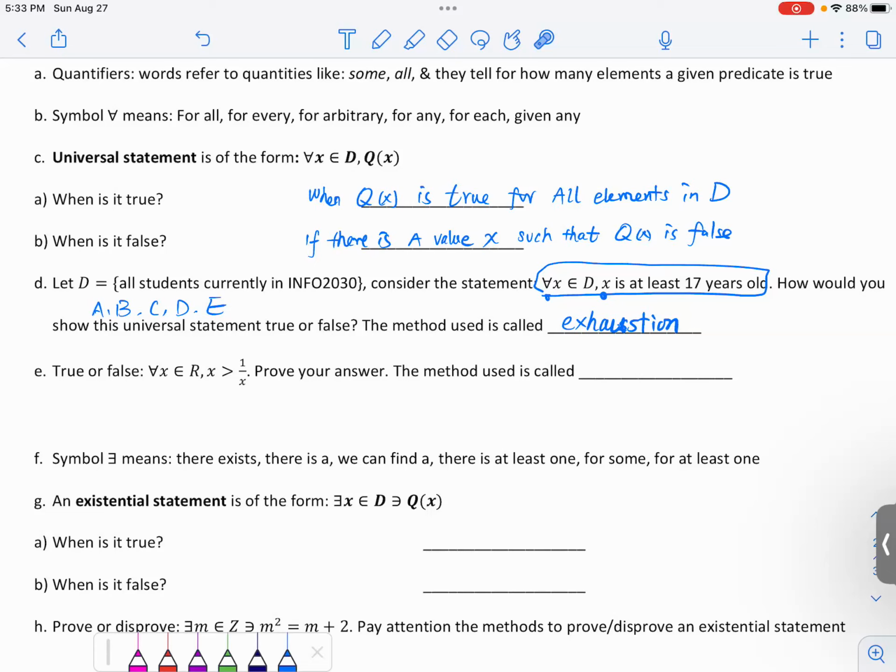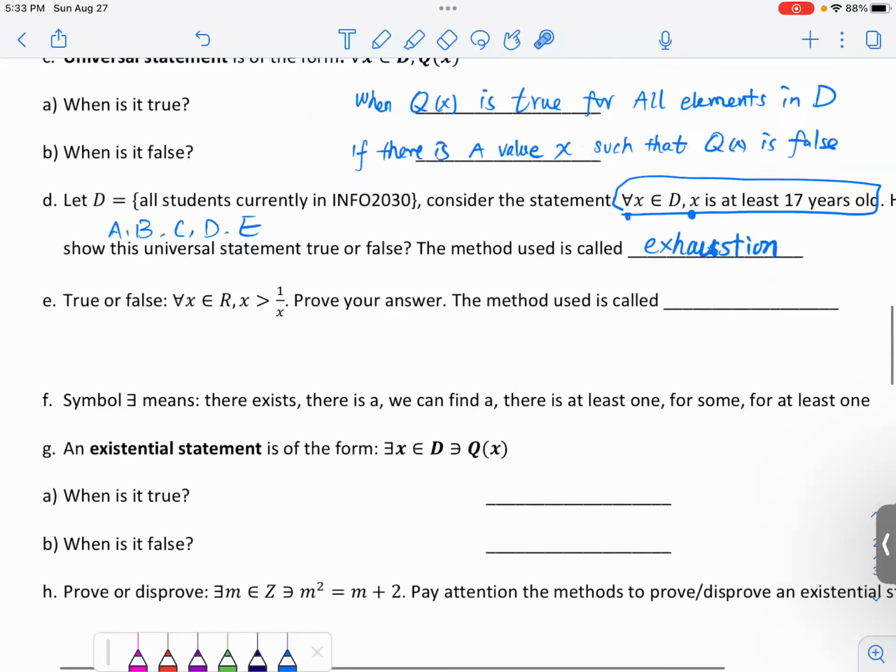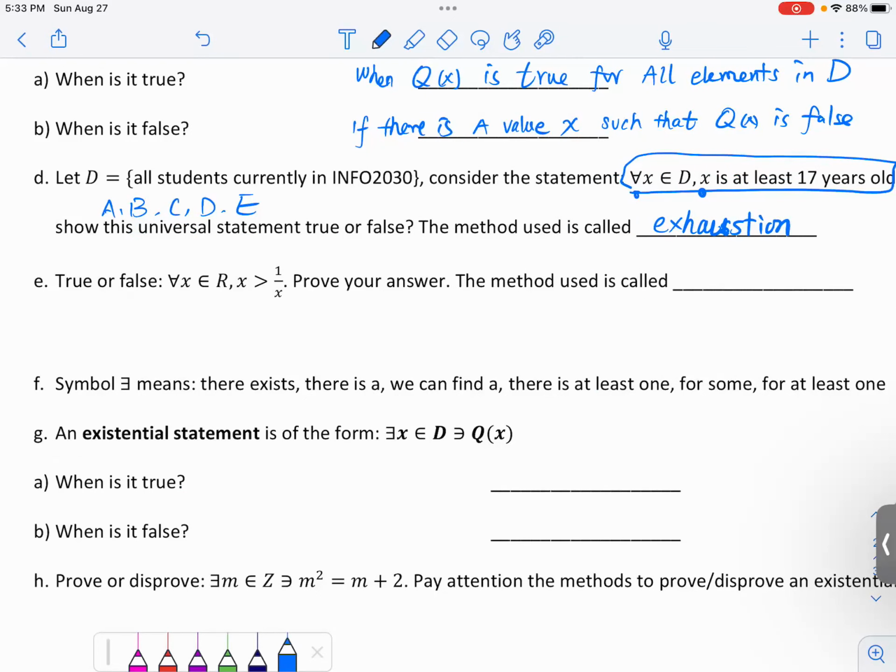Now let's take a look at the second example. For all x in R, R means real numbers. So for any real number x, x is greater than 1 over x. So is that true or false? Again, I would encourage you to pause for a moment and think about it.